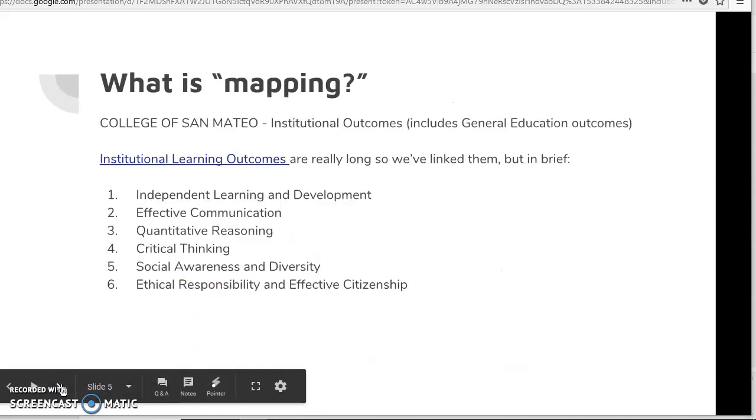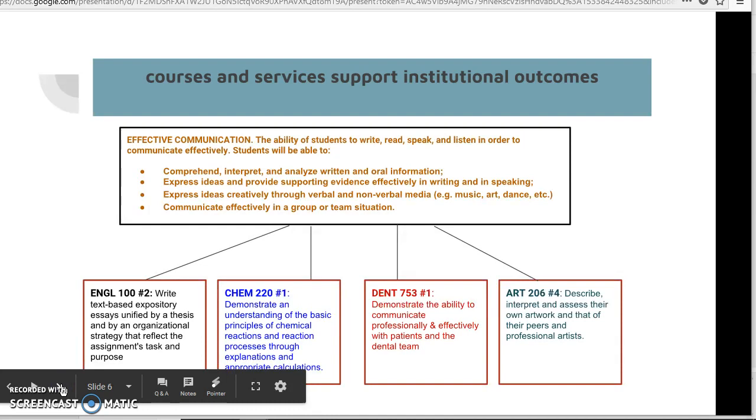Then there's also institutional outcomes. Now, as I say, they're quite long. Each one has quite a list of things that students are able to do, but this is the short list. And again, here's one of the institutional learning outcomes. That was something we want students to be able to do as a result of taking a GE pattern for a degree or a transfer pattern.